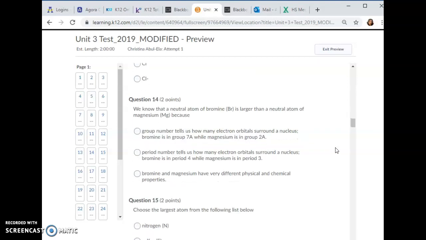Question 14. We know that a neutral atom of bromine is larger than a neutral atom of magnesium because group number tells us how many electron orbitals surround a nucleus. Bromine is in group 7A while magnesium is in group 2A. Period number tells us how many electron orbitals surround a nucleus. Bromine is in period 4 while magnesium is in period 3. Bromine and magnesium have very different physical and chemical properties.